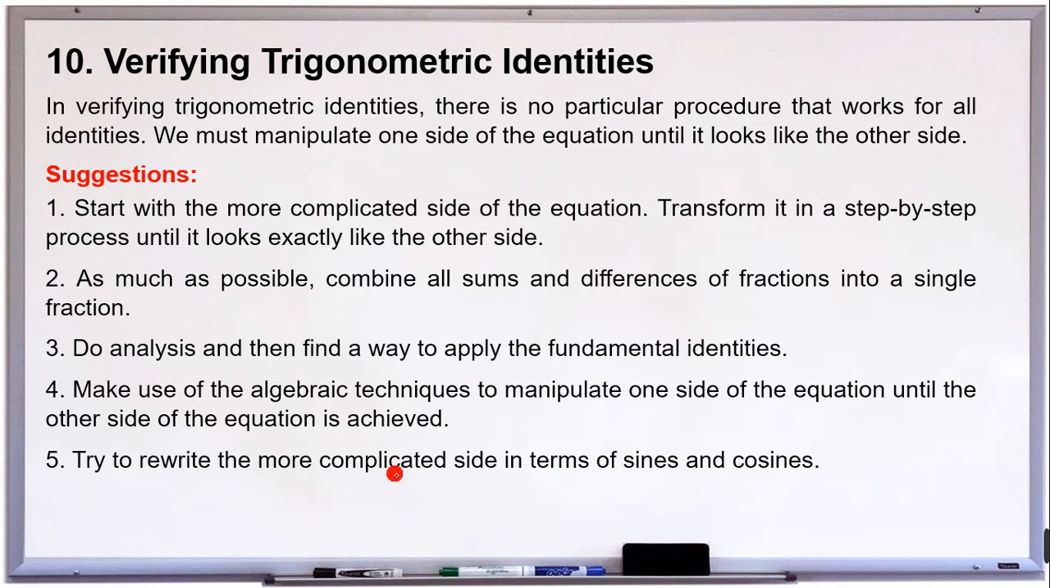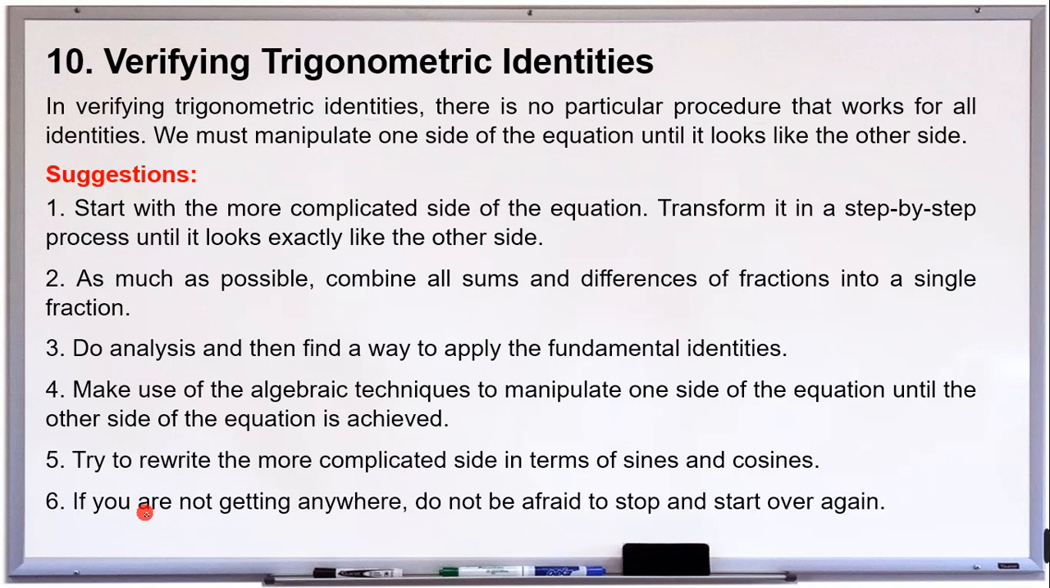So if there are some cosecant, secant, cotangent, and tangent, try to transform them into sines and cosines to make the verification much simpler. Number six, if you are not getting anywhere, do not be afraid to stop and start over again. Of course, this is very important. So do not lose hope.